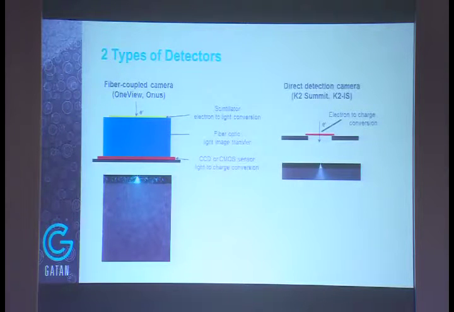On the other side, we have these direct detection cameras. Now, these cameras don't have an intermediate way of detecting the electrons. The electron actually strikes the sensor directly, and in most modern devices today, the electrons will actually pass through the direct detection device and fall into a space below the sensor. And so the real advantage of this type of device is that it gives you a much more localized signal in response to the electron event.